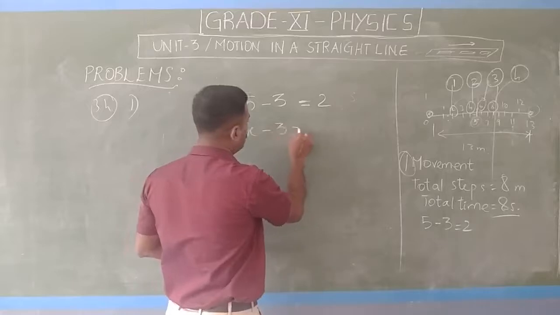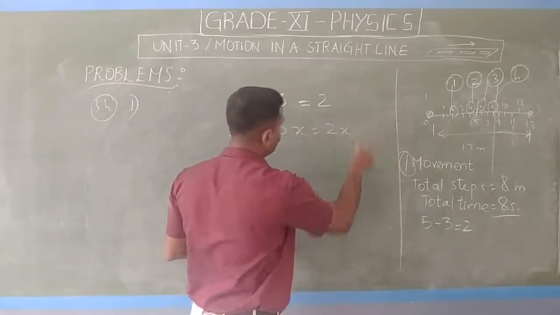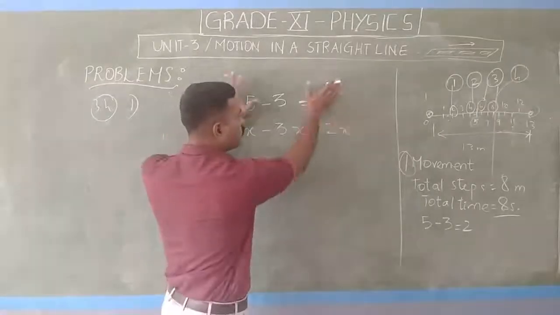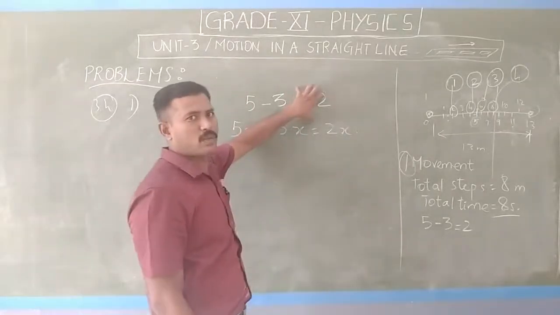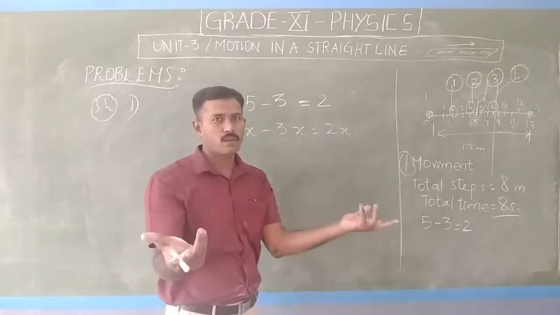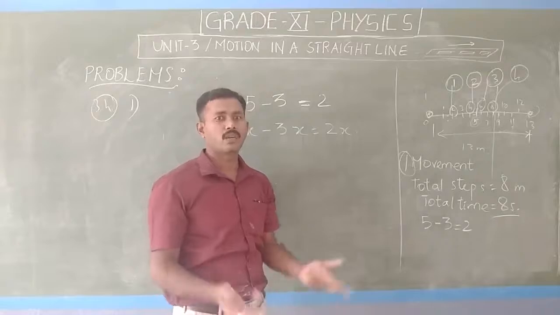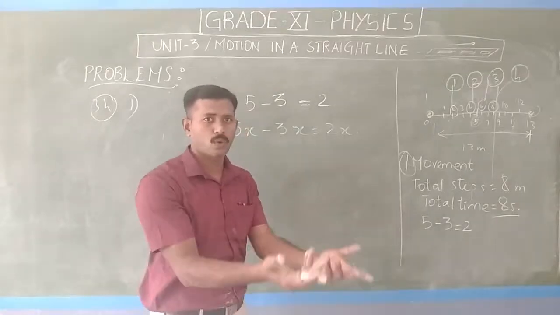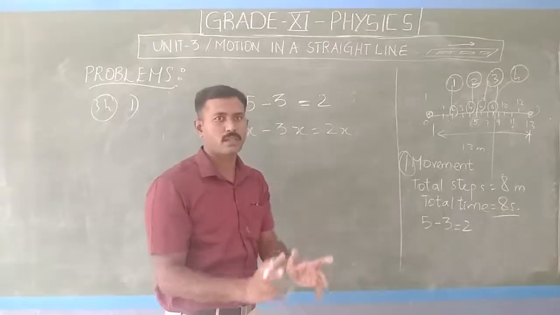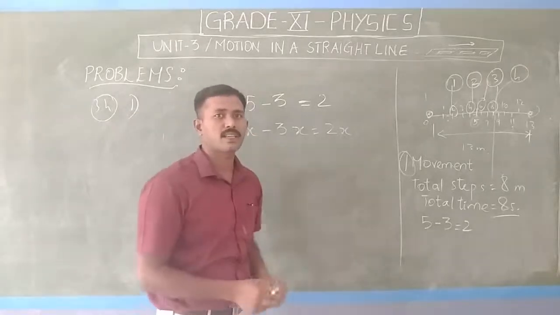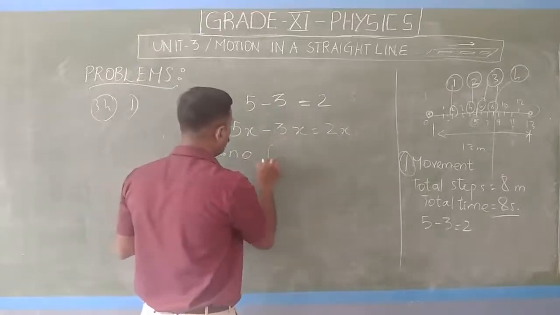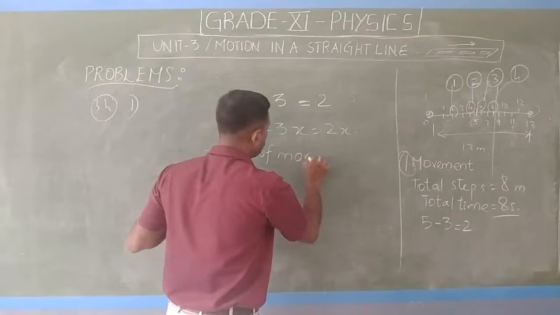5x minus 3x equal to 2x. That is, x is a variable because this represents the movement. How many movements, x movements are there? I don't know the number of movements I should go. That is the thing that I want to find first. So I consider x as the number of movements.